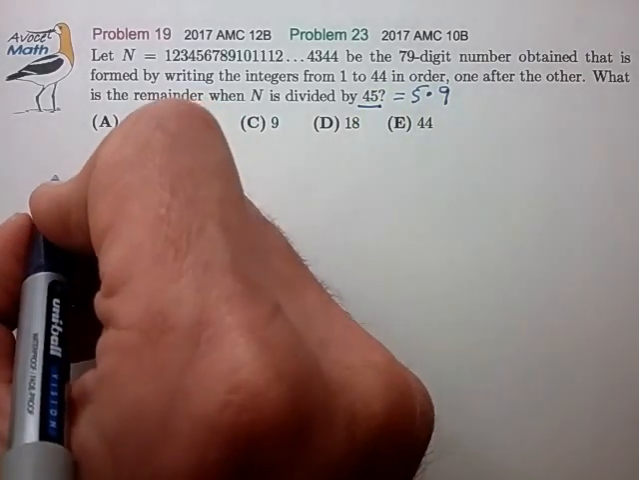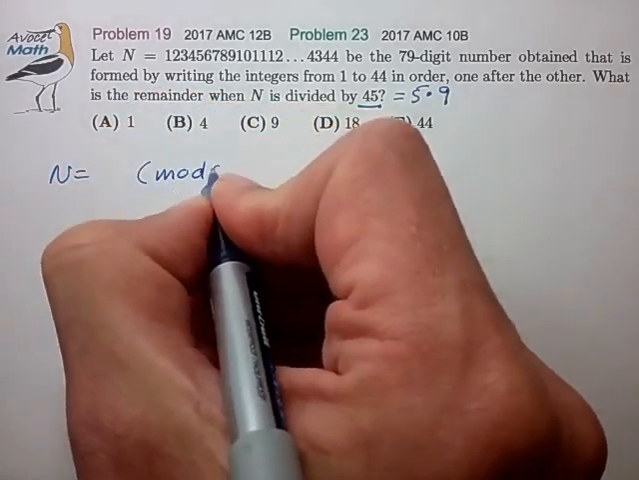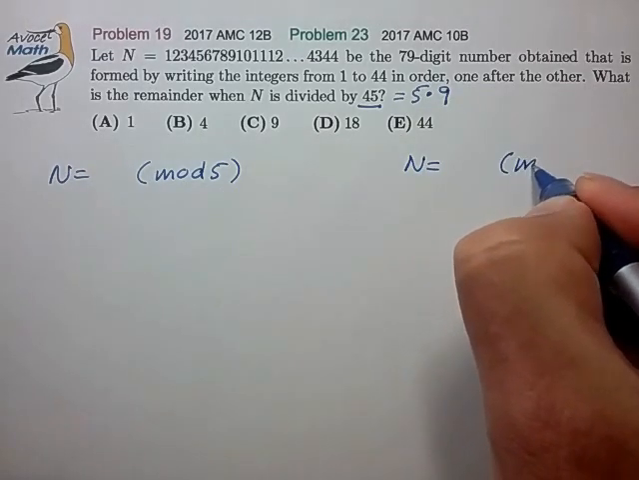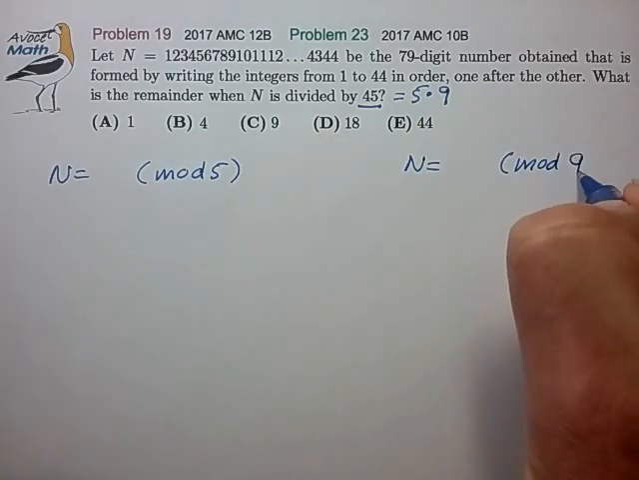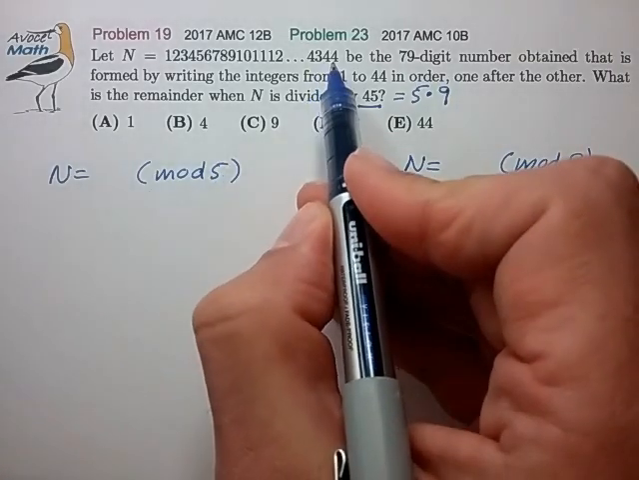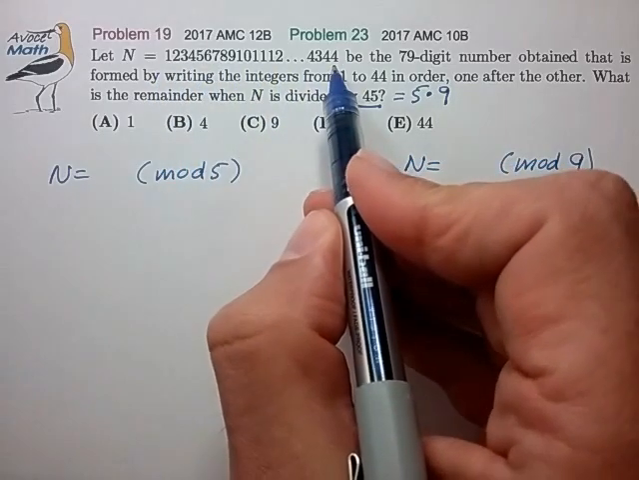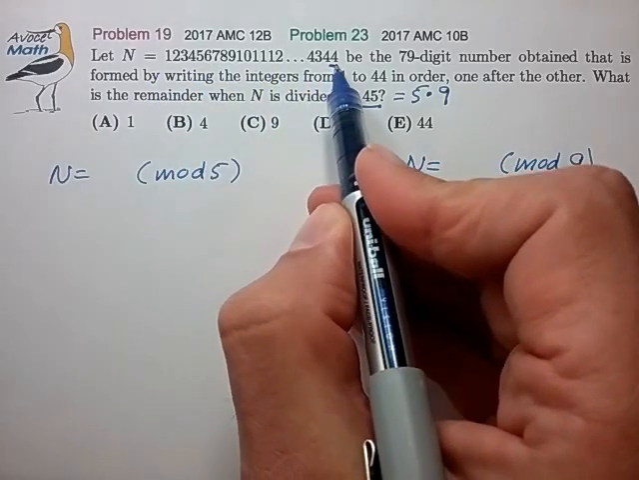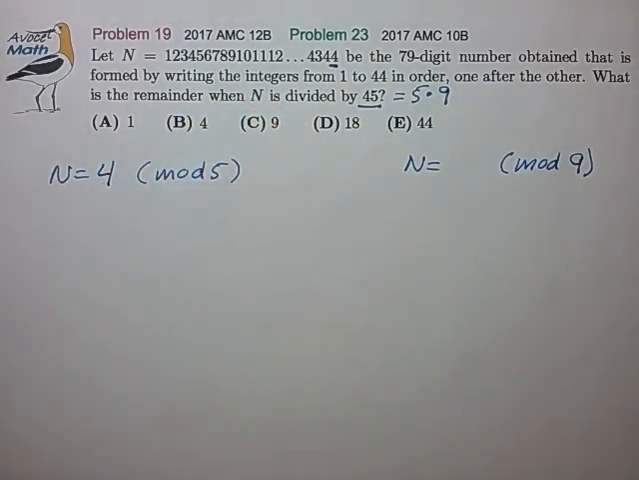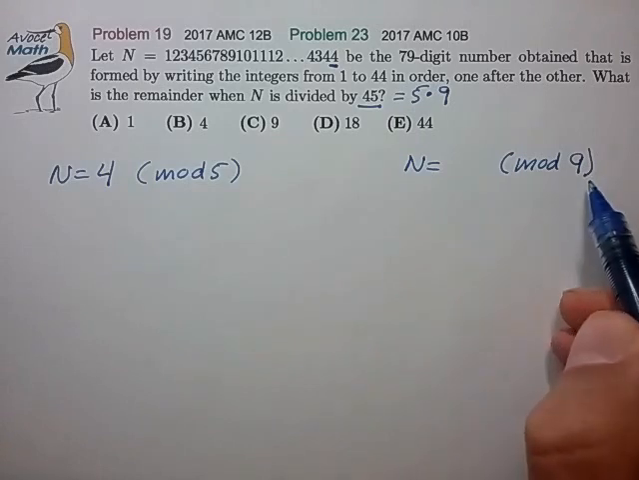So our task now is to find out what n is equal to in mod 5 and what n is equal to in mod 9. Now mod 5 is actually pretty simple because since the last digit is 4, if we divide this very large number by 5, the remainder will be just 4. So we know that n is equal to 4 in mod 5. So the real task is to find out what n is equal to in mod 9.